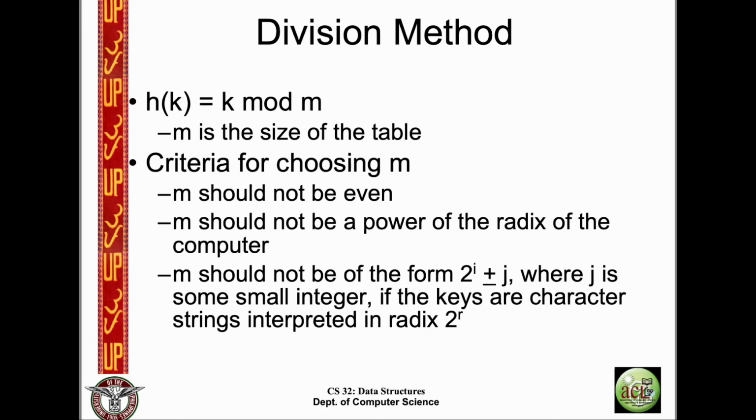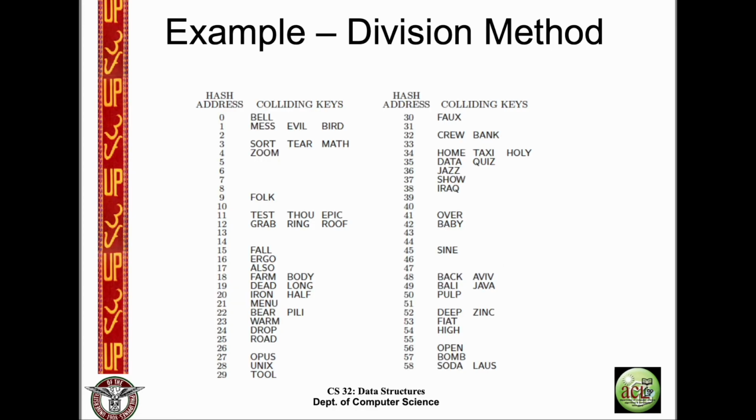So here's an example. Here we have m equal to 59. We can see that some keys hash to the same location in the table, but not too many. There are certain parts of the hash table that have more keys compared to the others.